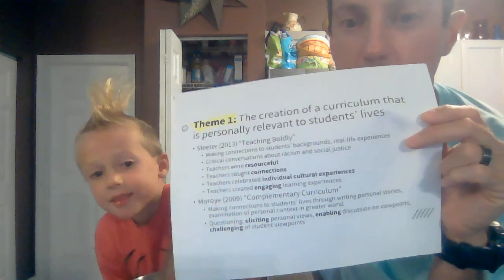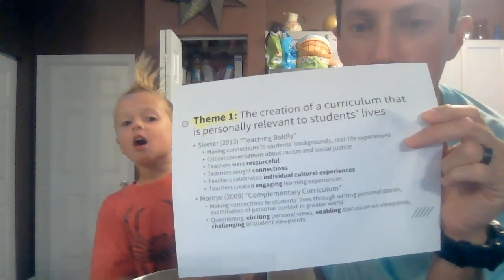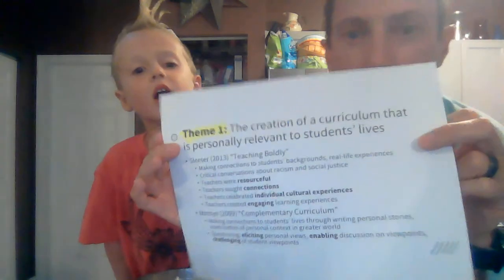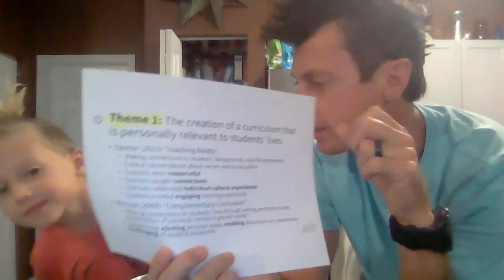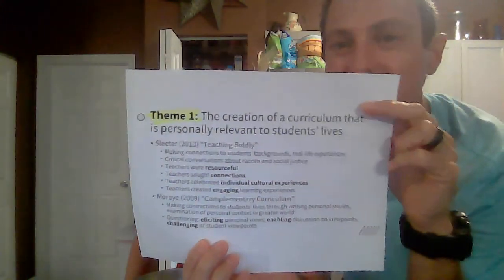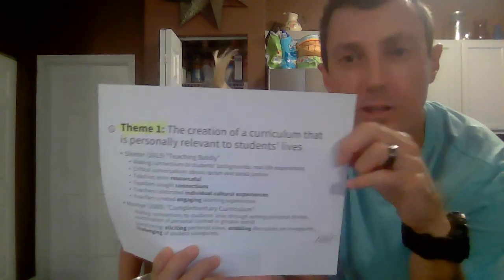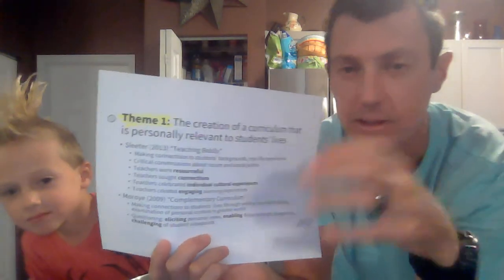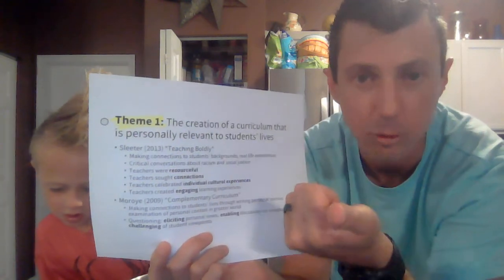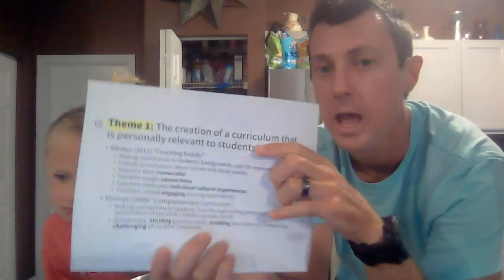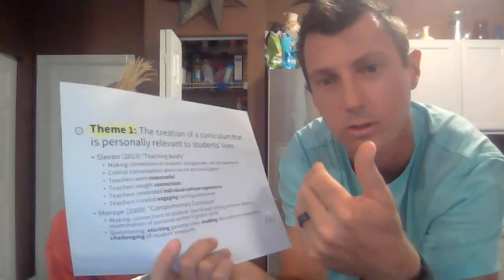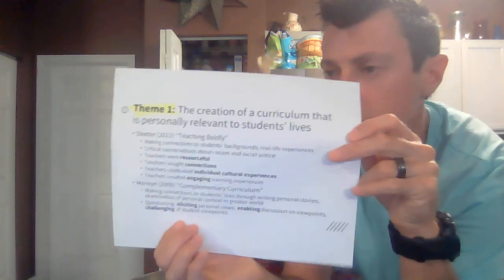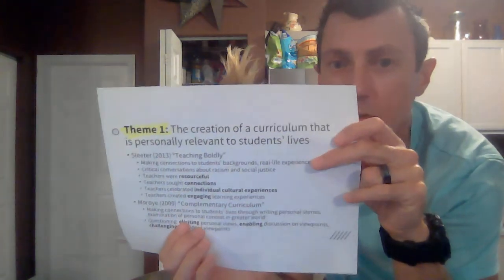And I'll hold this up so you guys can see it and get an idea of what we're looking at here with regard to Theme 1. Okay, so Theme 1, we looked at in these postings. Theme 1, looking at the creation of a curriculum that is personally relevant to students' lives. So a lot of these articles focused on, between the Teaching Boldly article, the Sleater article, and the Moroe, I think I'm saying that correctly, with the complementary curriculum, and both focused on connecting the experiences to our students' lives. So what I found here in our synthesis was that in doing this, teachers were resourceful.